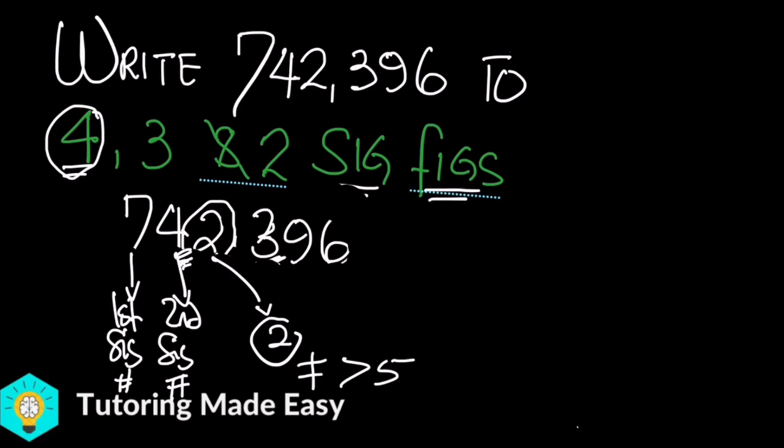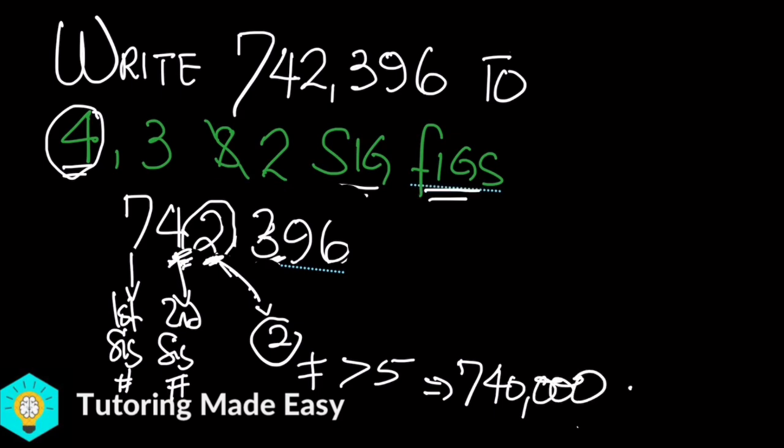And if you're not going to do anything to this number, and this is actually not above 5, then it's going to give us 740. Because this number is not above 5 for us to add 1 here to be maybe 750. But since this is less than 5, the answer is going to be 740,000.